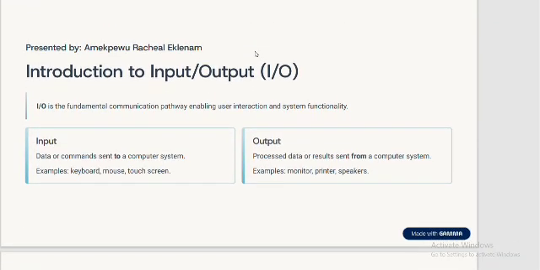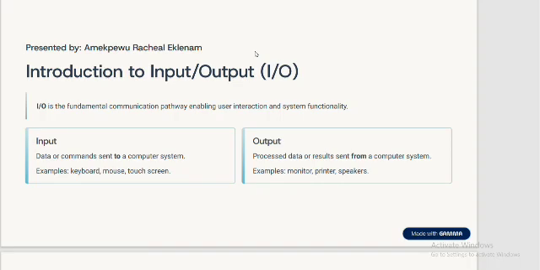That's the introduction to input/output. Input/output is the fundamental communication pathway enabling user interaction and system functionality. Moving on to input, you have data or commands sent to a computer system. These are responsible for sending commands to the computer. You have the keyboard, the mouse, and the touch screen.